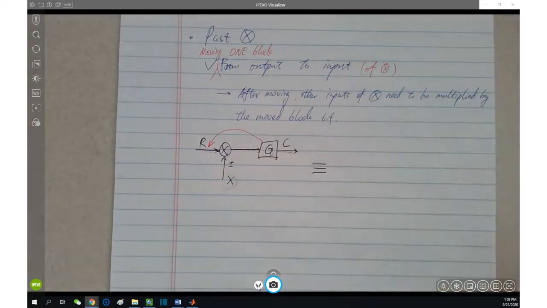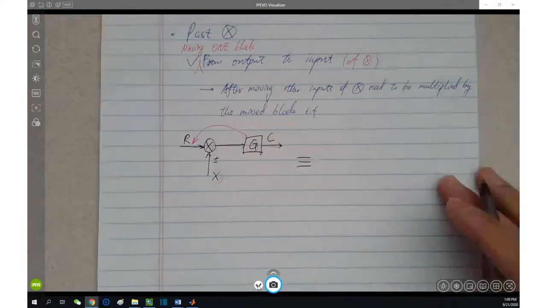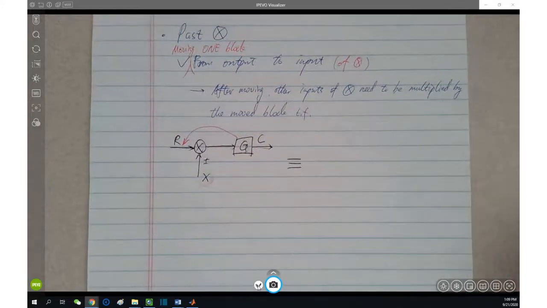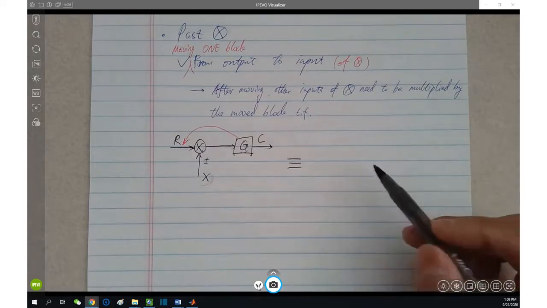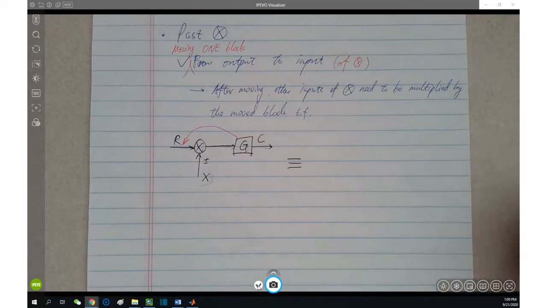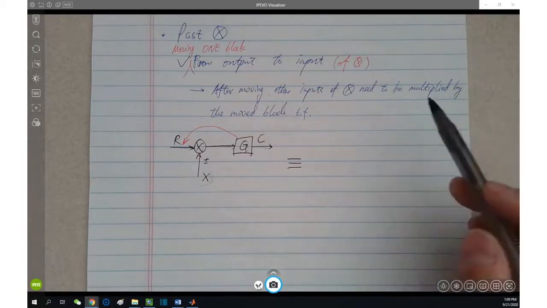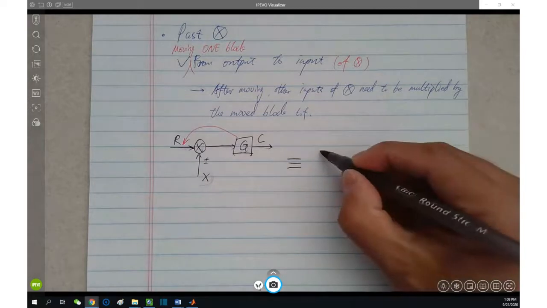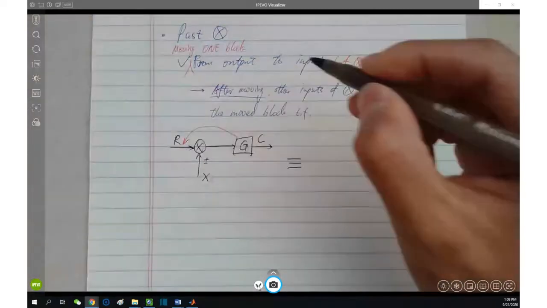Okay, this is the key. You can't do whatever you want and then end up with an inequivalent resultant block diagram. That makes no sense, right? So the resultant block diagram must be equivalent. And according to the algorithm here, what does it look like then? First of all, after moving, what does it mean by after moving?